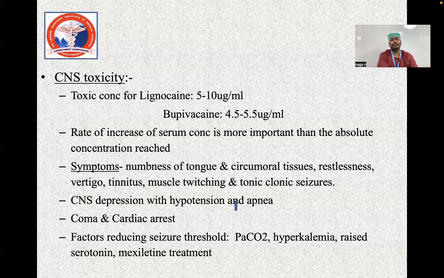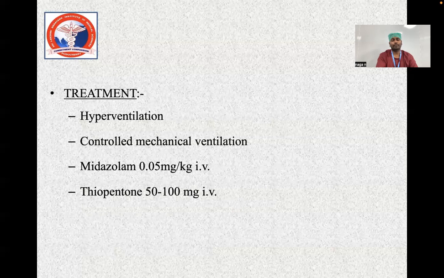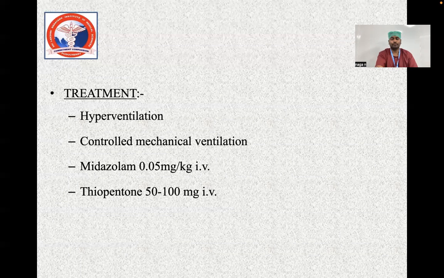The factors reducing seizure threshold are PaCO2 elevation, hyperkalemia, raised serotonin, and mexiletine treatment. How will you treat this patient? Immediately, you should intubate the patient, put on controlled mechanical ventilation, and hyperventilation you should do. Midazolam can be used, midazolam 0.05 mg per kg IV, and thiopentone 50 to 100 mg IV can be used.